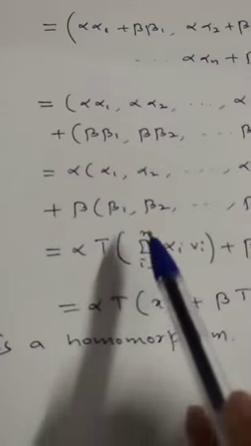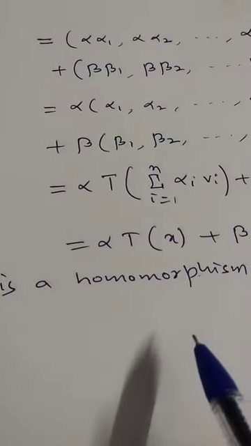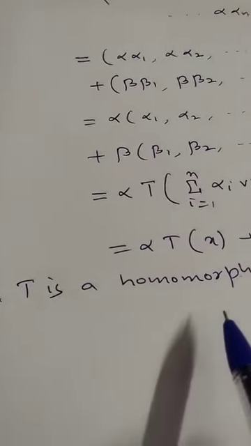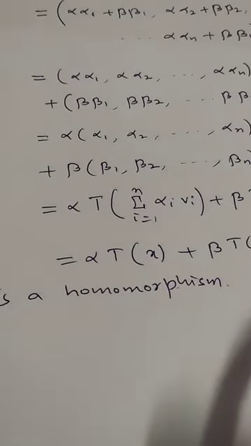So this is alpha into T of summation i equal to 1 to n alpha i Vi, the first term, and the second term is beta times T of summation i equal to 1 to n beta i Vi. So this is equal to alpha into, this term is nothing but x, plus beta into, this term is nothing but y. Therefore T of alpha x plus beta y is alpha into T of x plus beta into T of y. Therefore T is a homomorphism.